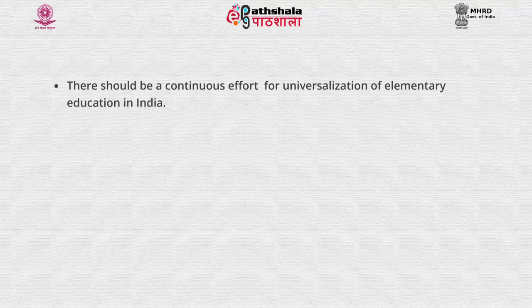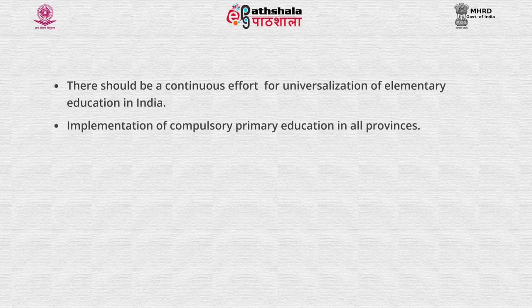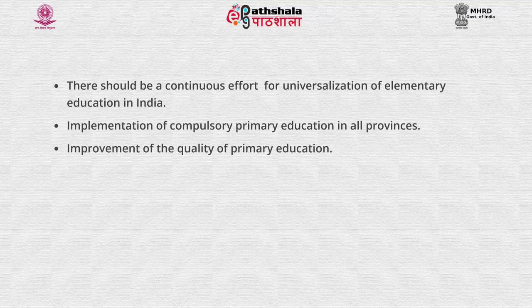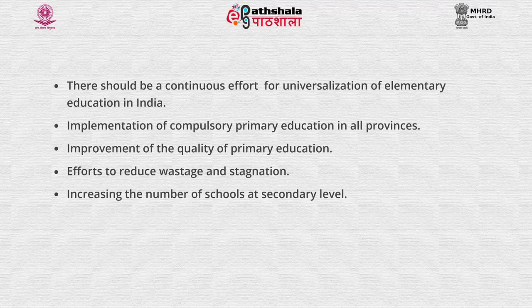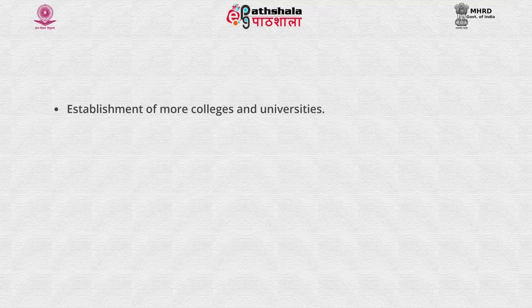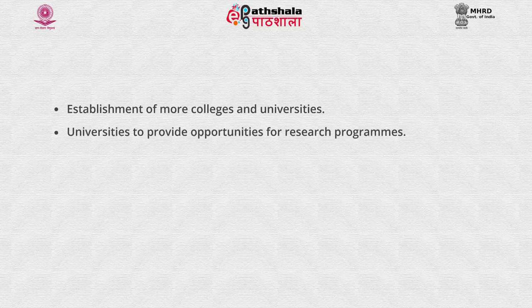Major suggestions of this committee were: there should be a continuous effort for universalization of elementary education in India. Second, implementation of compulsory primary education in all provinces of India. Improvement of the quality of primary education, efforts to reduce wastage and stagnation in schools, increasing the number of schools at secondary level, establishment of more colleges and universities in India, and universities to provide opportunities for research programs.